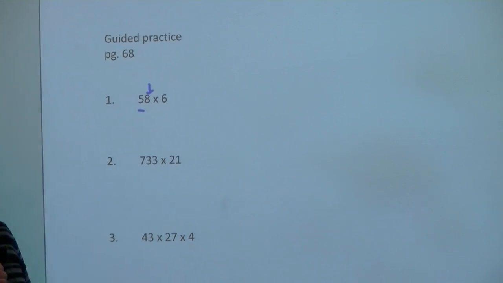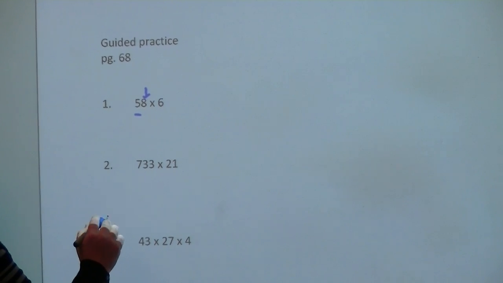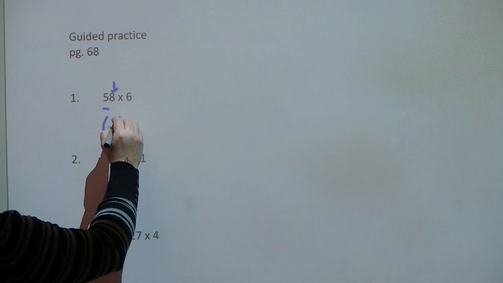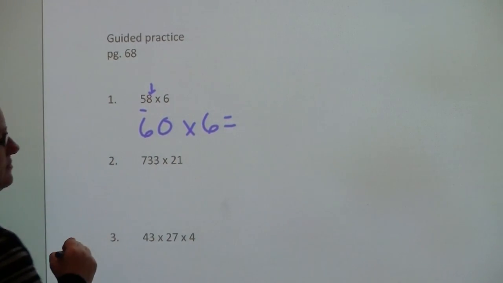8 tells us to round which way? Up. Good. So what happens to my 5? Changes to a 6 because it goes up 1. And what happens to the 8? It changes to a 0 because it's a whole number. So now we have 60 times 6.